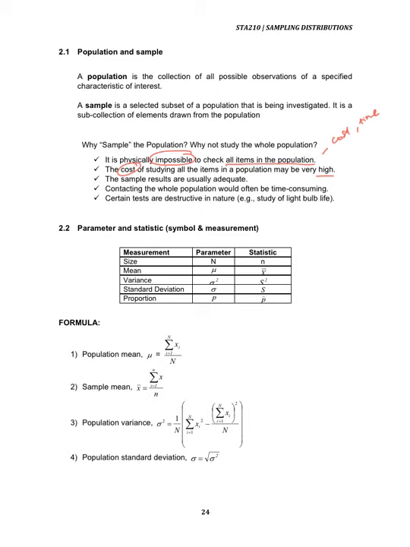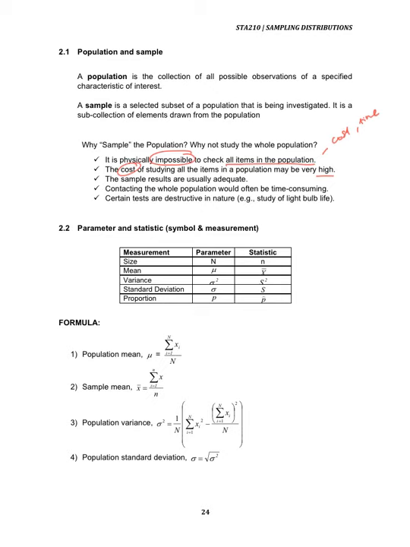Number 2, what are parameter and statistic in terms of symbol and measurement? Recap: a parameter is any measurement that we take from the population, and a statistic is a measurement that we take from the sample. You need to remember all these symbols, because you are going to use them throughout this course. First, in terms of size: if we measure from the population, the notation is capital N, whereas if we collect from the sample, the notation is small n.